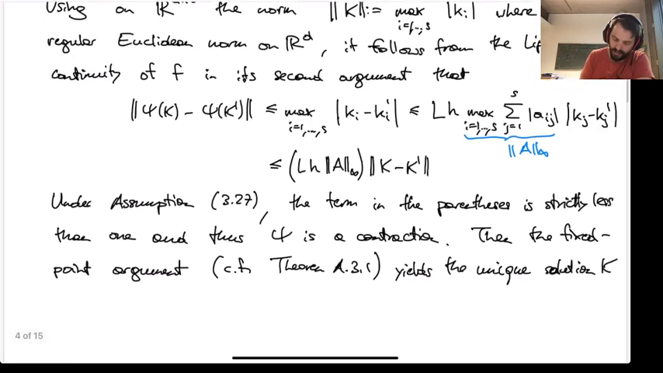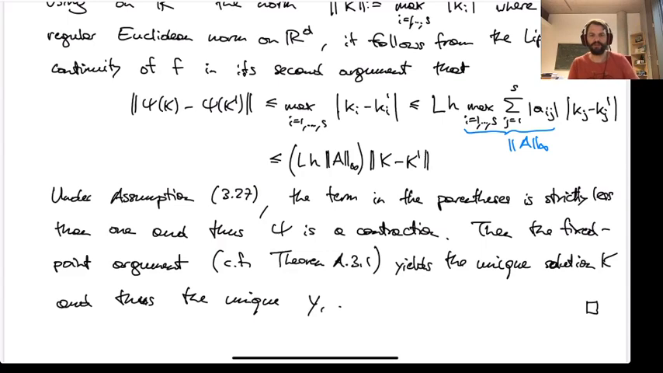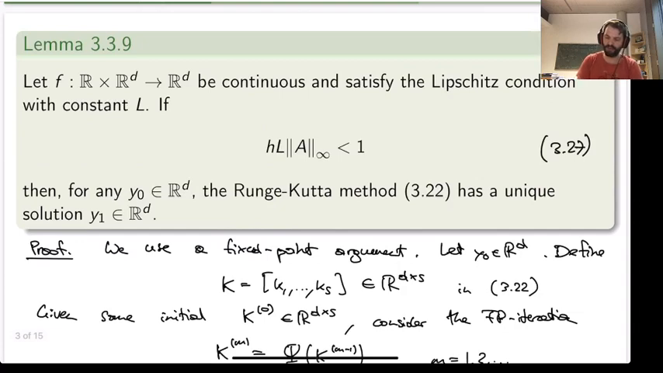And thus the unique y1. Remember, the y1 in 322 was simply a linear operation. After we've computed the stage values ki, y1 is just y0 plus h times the sum over the bi's times ki's. So we have proved that under this condition of Lipschitz continuity and condition 327, the Runge-Kutta method has a unique solution.